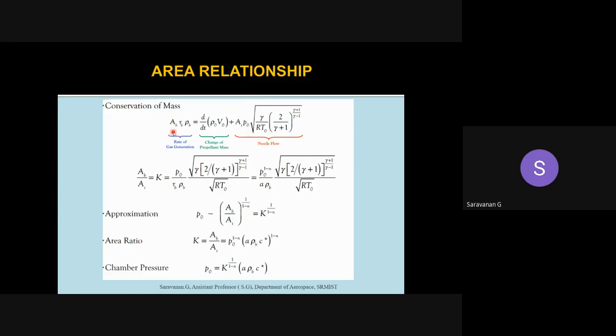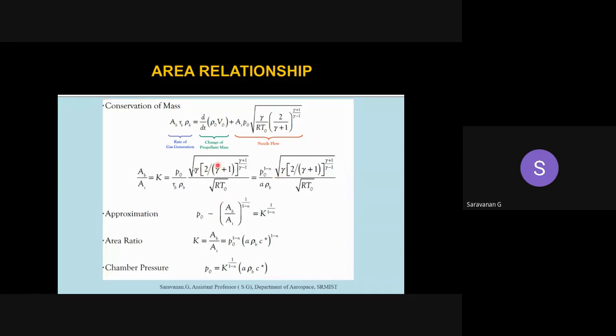Here also the mass flow rate is ρ_b A_b r, corresponding to ρ, A and V, so A is A_b, V is r, and ρ is ρ_b. The change of propellant mass is d/dt of the propellant mass, which is density and volume, so ρ_0 V_0. Using this concept, you can get the value of the area ratio A_b/A_t, which can be given as K. Rearranging and simplifying, you can get the answer: P_0 / (r ρ_b) times √γ (2/(γ+1))^((γ+1)/(2(γ−1))) divided by √(R T_0).